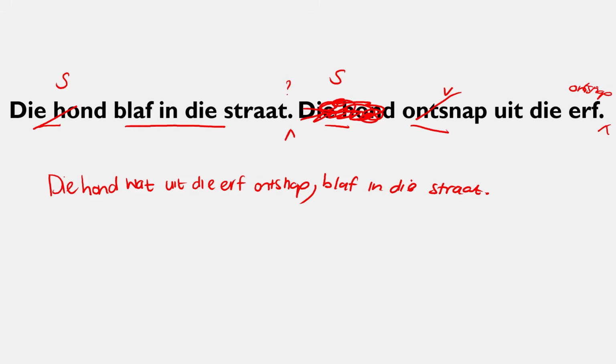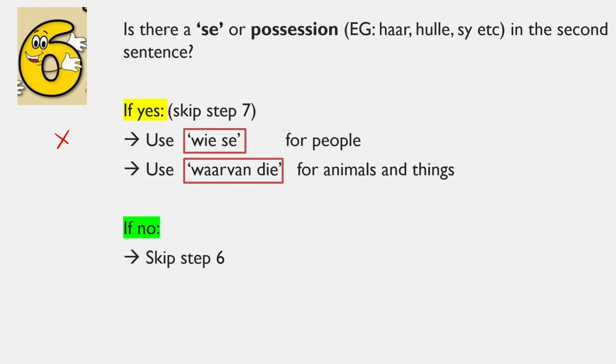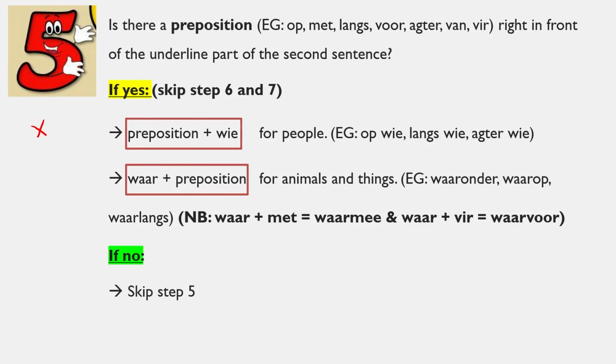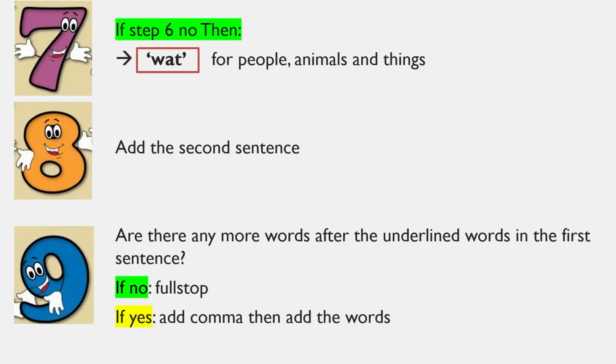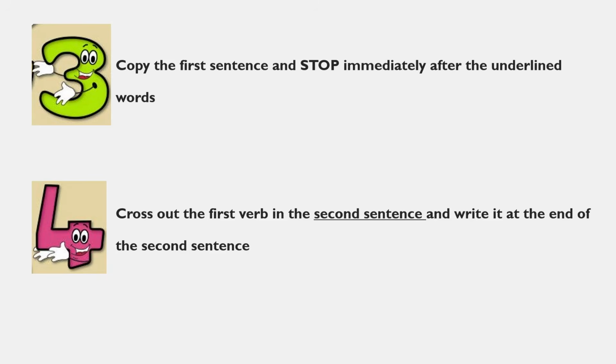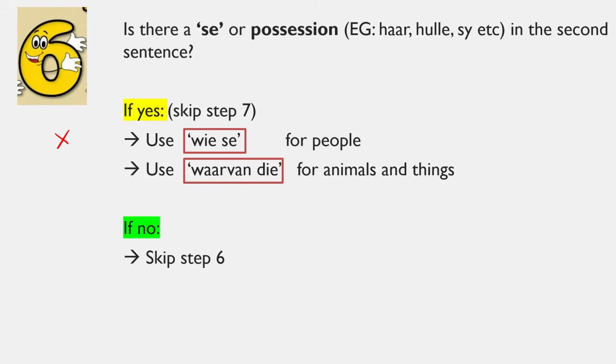And that's it, guys. That's how you would combine these two sentences by using the correct relative pronoun. And remember, step 5 and step 6 are very, very important, because when you have a preposition, you will use wie or waar. When you have a possession or an se, you will use wie se or waarvan die. But I think the easiest one would just be to use wat. All right, so just check what you have in your second sentence, and then you will be okay.